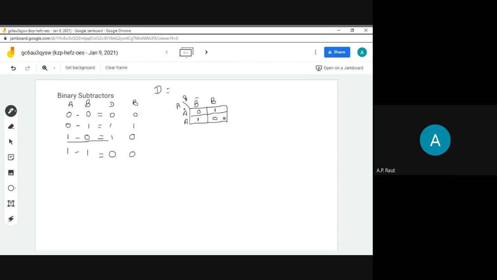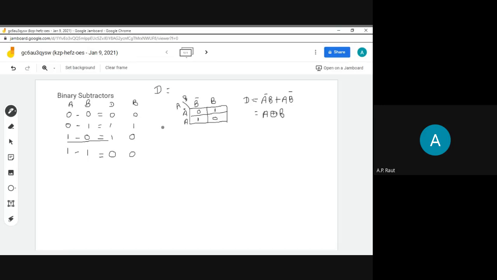So what is the equation for the difference? A bar B plus A B bar. That is XOR, ma'am. Yes, that is A XOR B. This is the equation for the XOR gate. So write it directly as A XOR B.